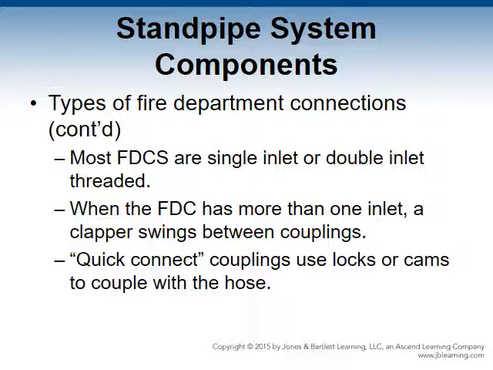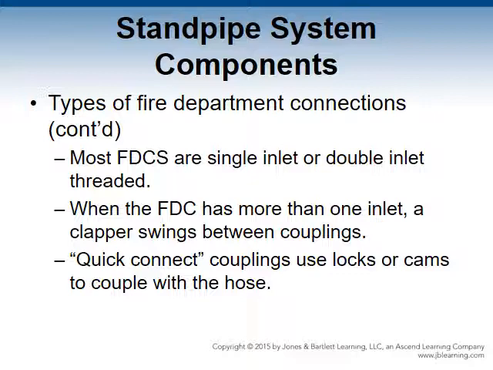When the FDC has more than one inlet, a clapper swings between the couplings. This prevents water from flowing out of one side and allows the hose to be connected and disconnected without the loss of water or back pressure. If both inlets are being pumped into, the clapper finds a midpoint so water can enter through both.